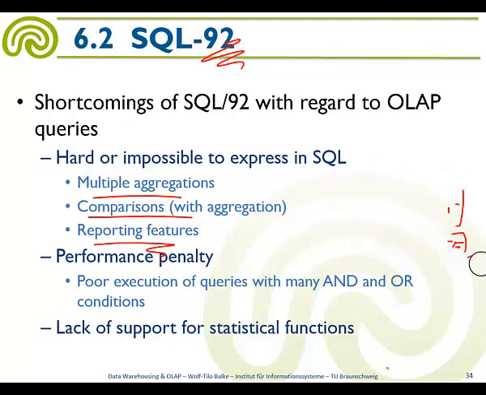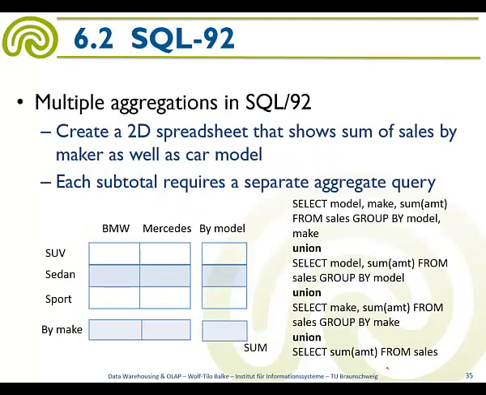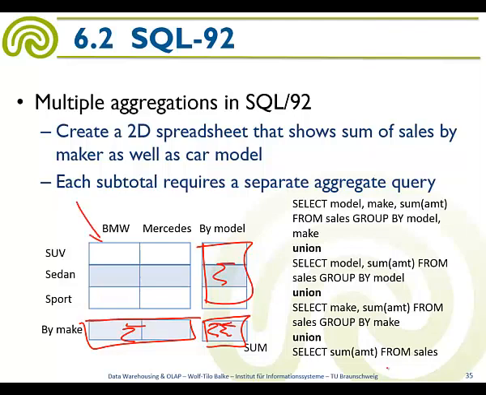So let's look at the individual things. How would you do some of the things that we're talking about in SQL92, right? So for example, if you have multiple aggregations and you need exactly those sums down here, sums up here, right? Sum and the apex sum down here, right? How would you do it? Well, first you need to select this. Okay, this is simple. Select model, make, sum amount from sales, group by model, make, right? Gives you this box over here.